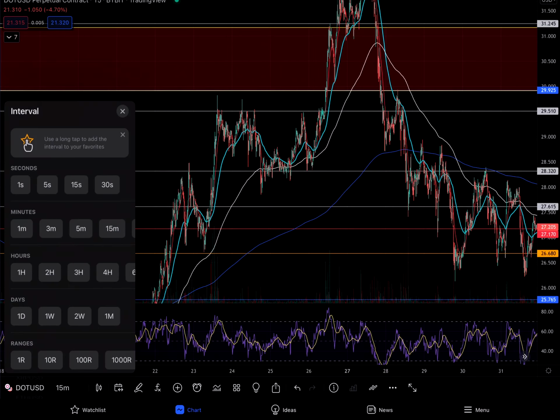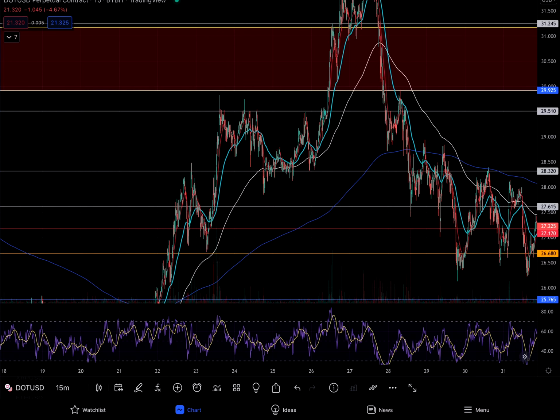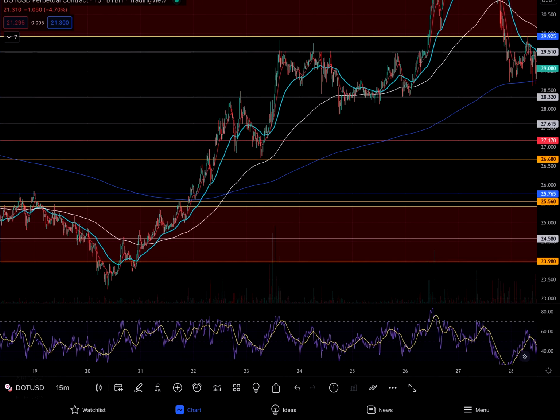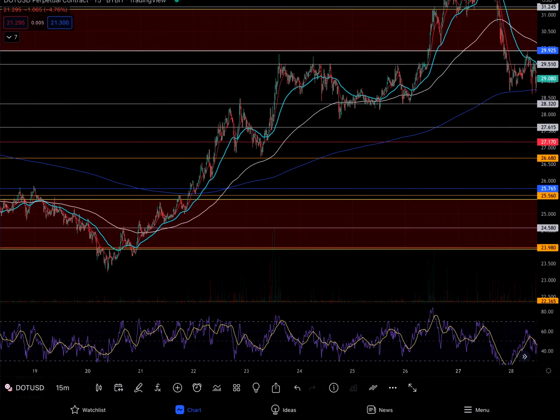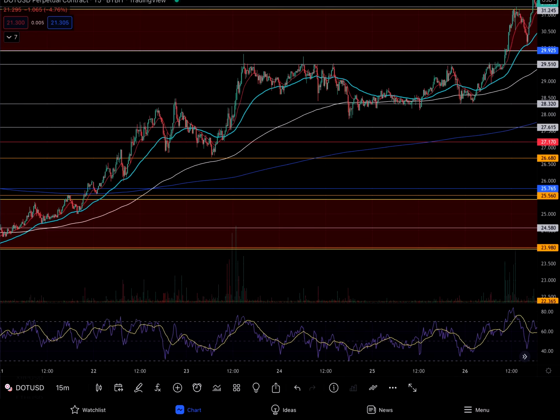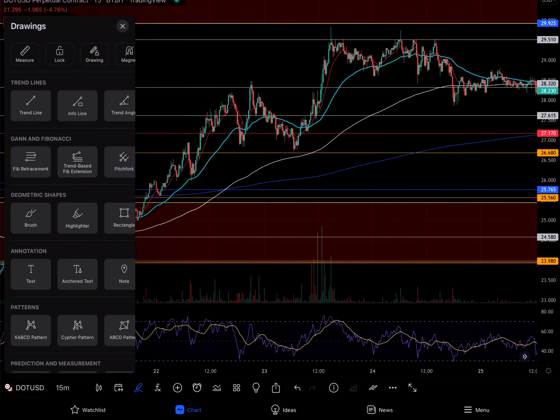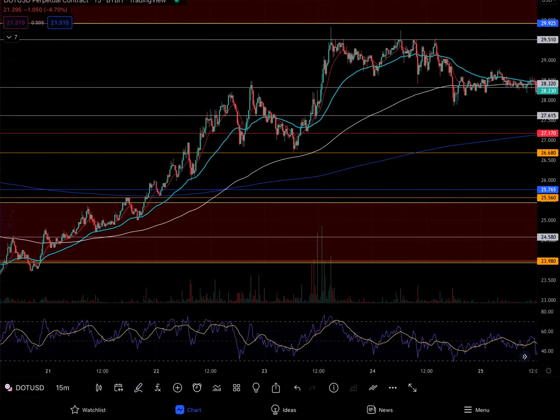Now here is a tricky one. Let's move in a little bit. Well, actually, I can just zoom in on this one. It's pretty good on the 15-minute chart. All right, because they can trick you out sometimes. This one probably would have got me right here. Okay, let me get a little more precision.